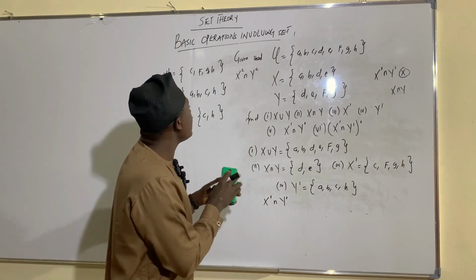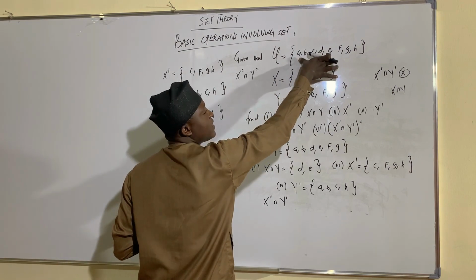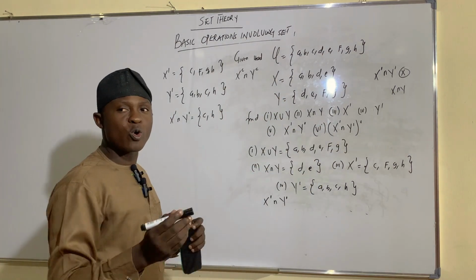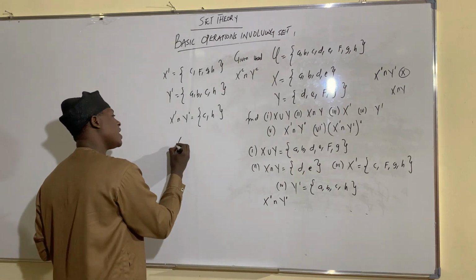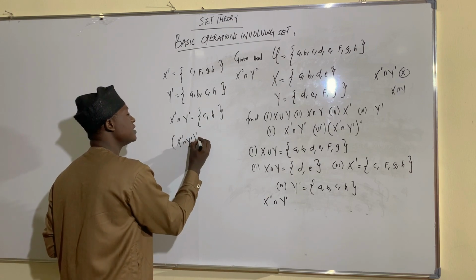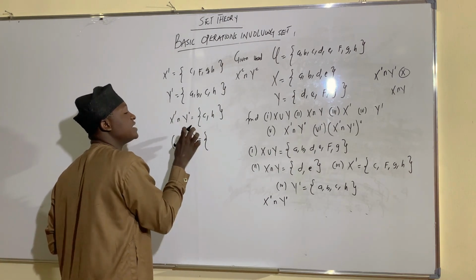That is, the element that we have in this universal set but not in our x complement intersection y complement. So let's see how that one goes. So I have x complement intersection y, all complement. So this is our x complement intersection y complement.